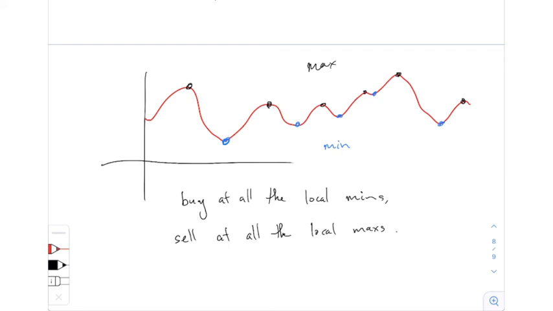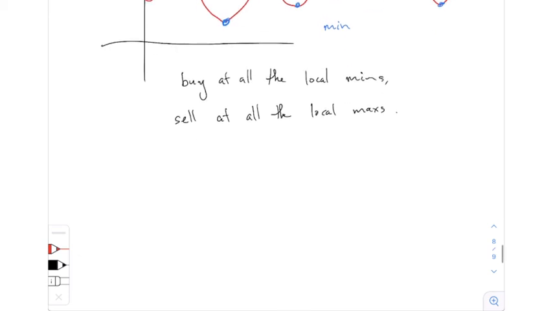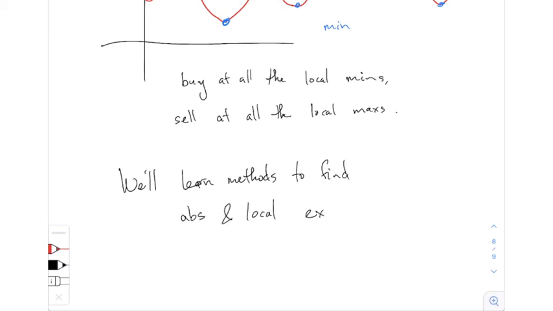What we want to get into is specific techniques for actually finding. So we're going to learn methods to find the absolute and local extrema. It turns out the absolute are a little bit easier, so we're going to do those first, and then we'll talk about the locals after that.